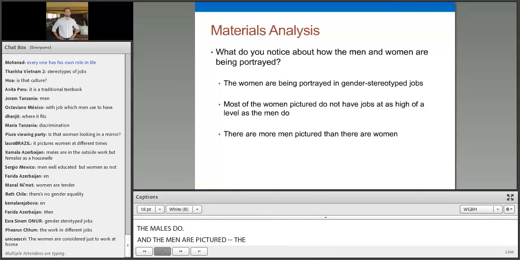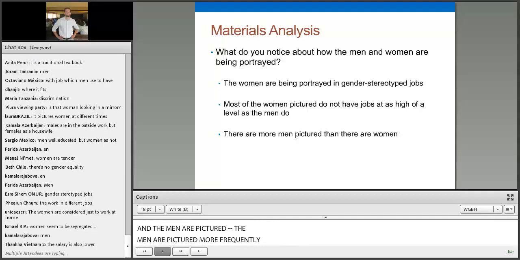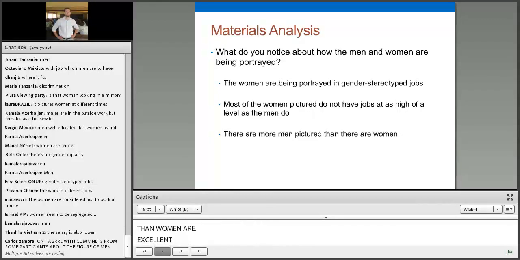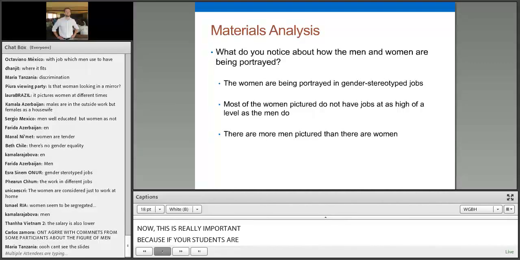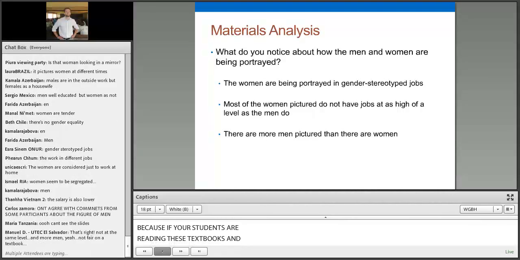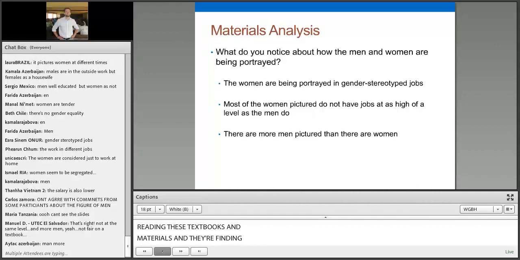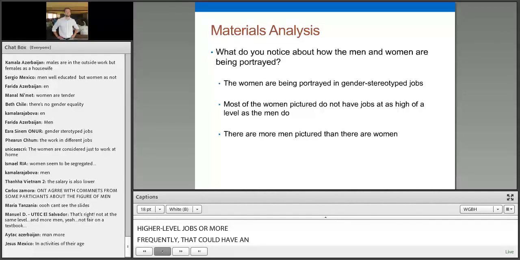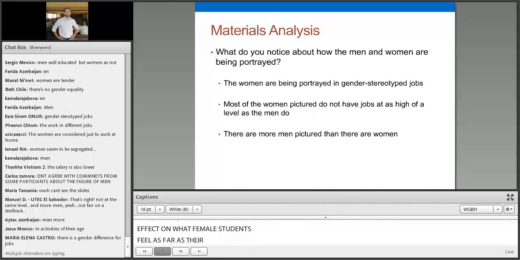Excellent. Now, this is really important because if your students are reading these textbooks and materials and they're finding that men are portrayed in higher level jobs or more frequently, that can have an effect on what female students feel as far as their opportunities in life or their chances of success or what kind of jobs they can aspire to.